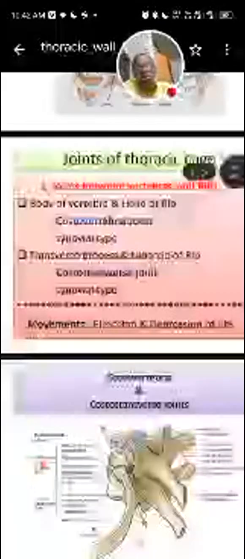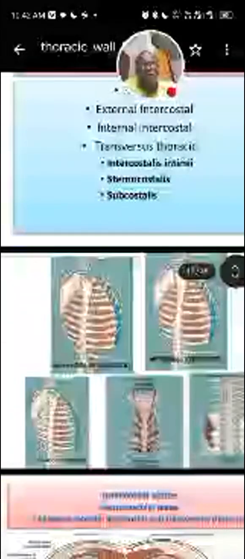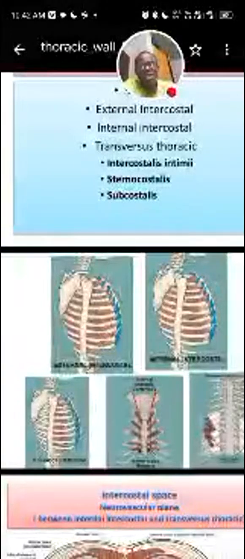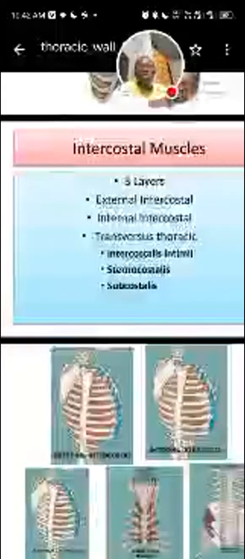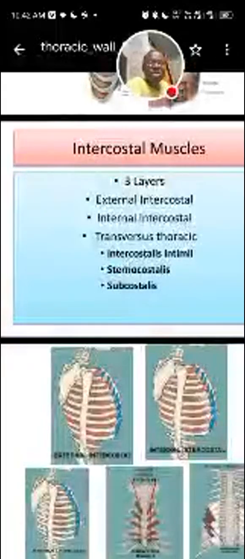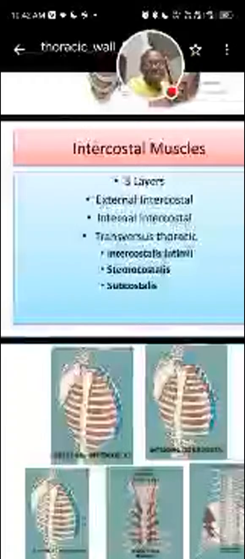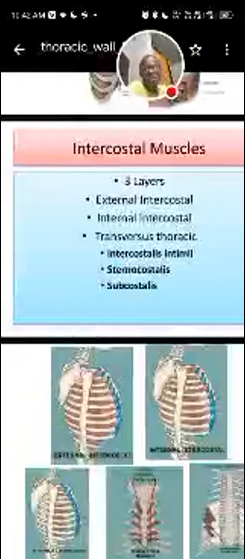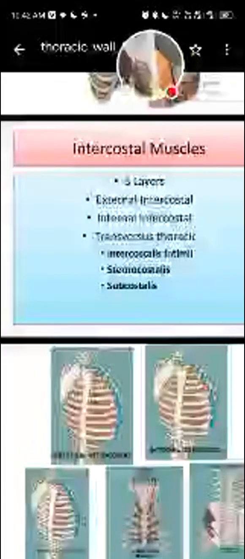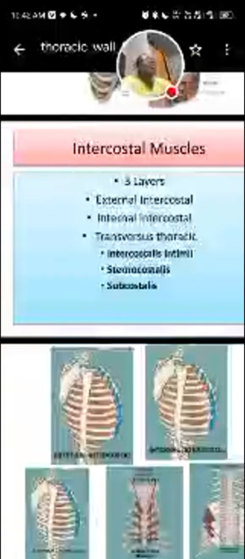All right. Let me show you some of these things we are talking about. Intercostalis, stenocostalis. Are you seeing it now? That's some of the things we are talking about. Subcostalis, intercostalis, and stenocostalis. See, transversus thoracic muscle layers, intercostal. Then when we are done with that, we move away from thoracic wall to venous drainage.